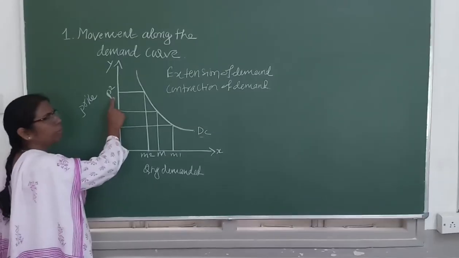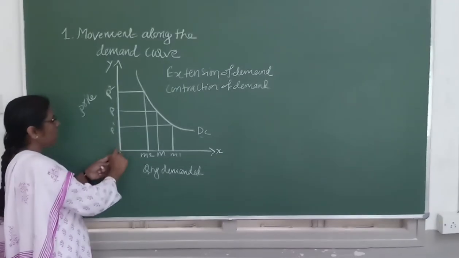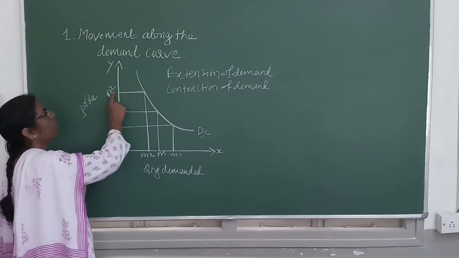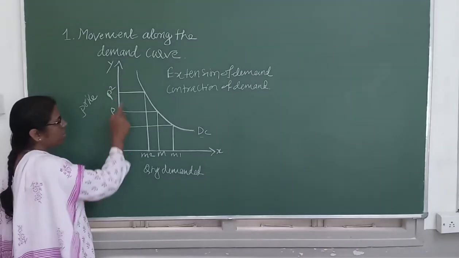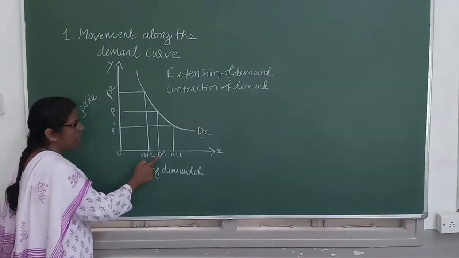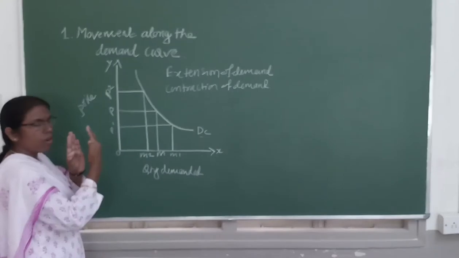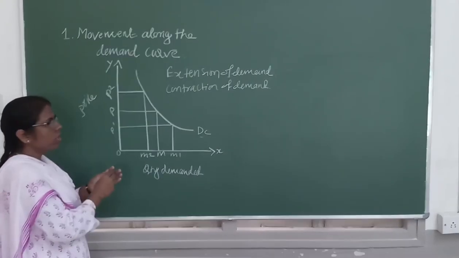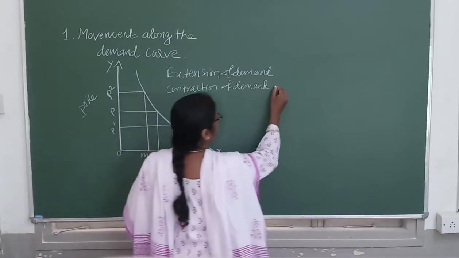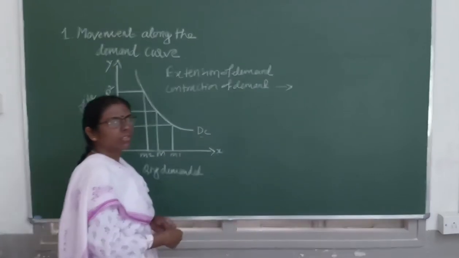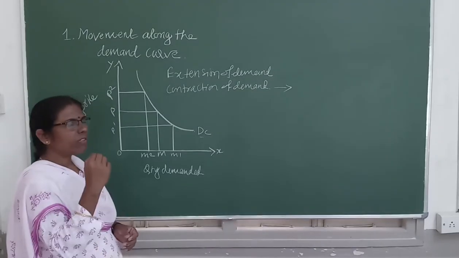OP2, when price increases to P2, what happens? The demand decreases from M to M2. So this is called what? This is called contraction of demand.